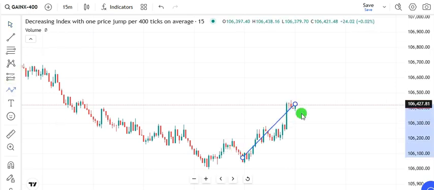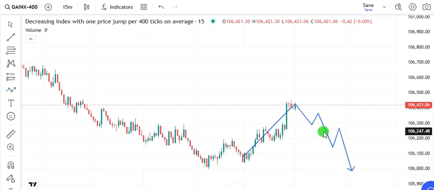Maybe it stops here, then maybe stops here now. Then it needs to break above, stopping somewhere here. If they're breaking below this, then stopping here again, then I go short on it. So this is something I'm looking forward to, not bullish. Once the structure shows a bearish pattern, I'll be more than glad to go short on GainX 400. So for now, I'm not doing anything on GainX 400.